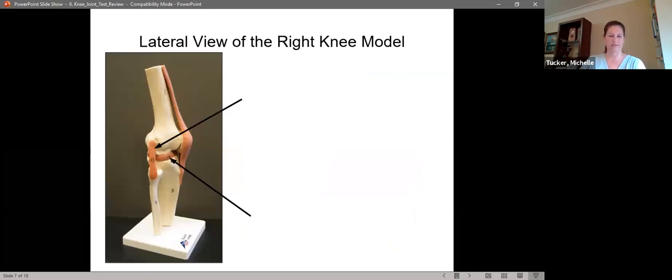So we have, okay, so this bone is the fibula, which makes this structure the fibular collateral ligament. And that makes this the which meniscus? Lateral. Yep.